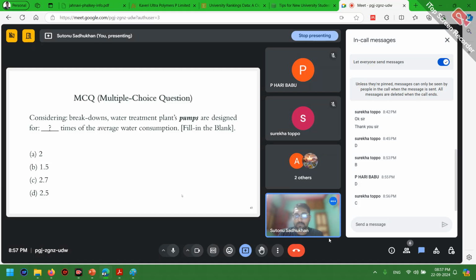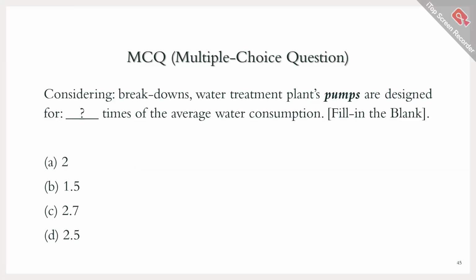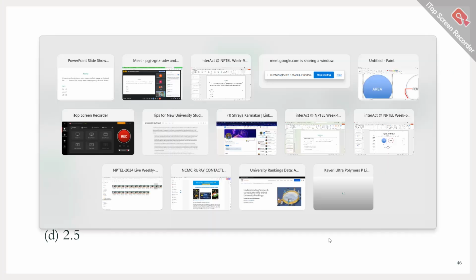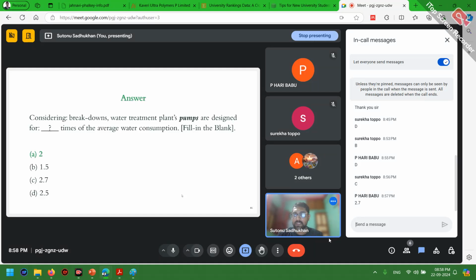Here it will not be 1.5. So I am giving you a hint: option B will not be the answer. Either option A, C, or D will be the answer. Horibabu is telling us 2.7, option C. We'll see the correct answer. So option A, 2, is the correct answer.